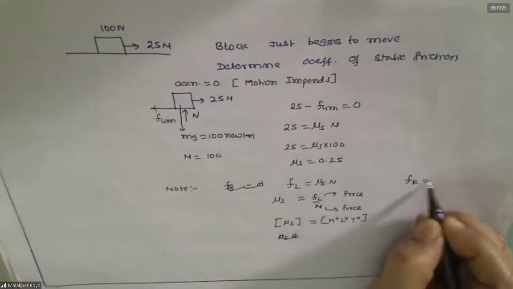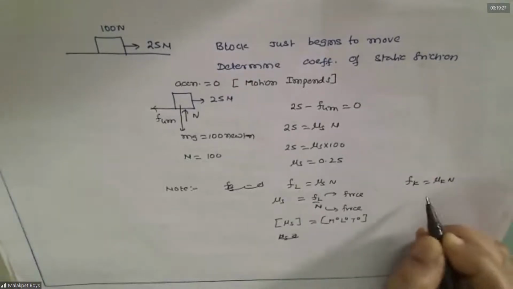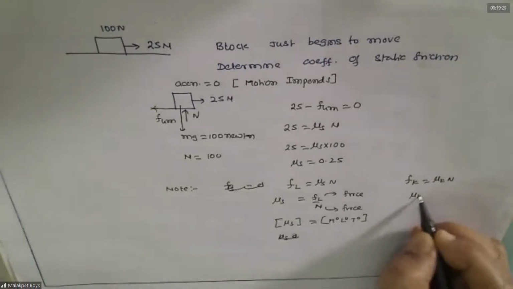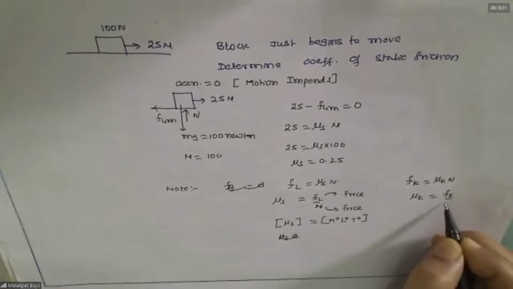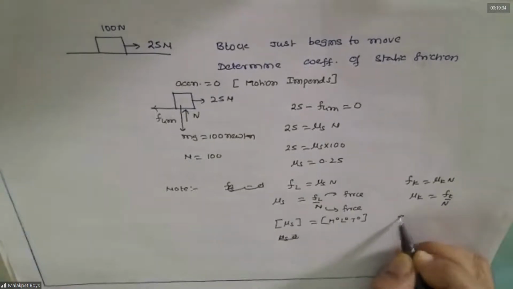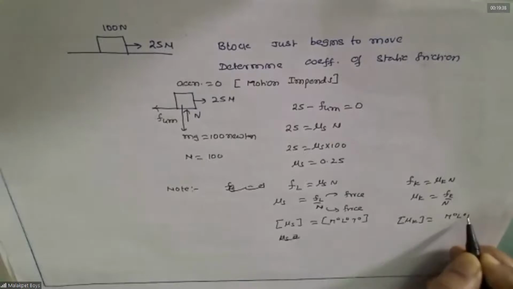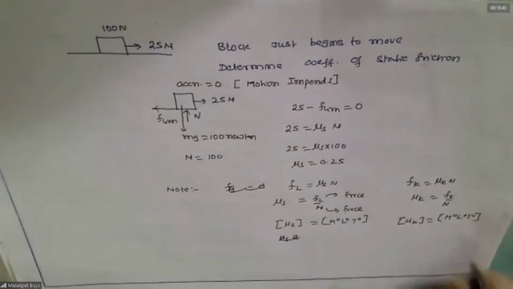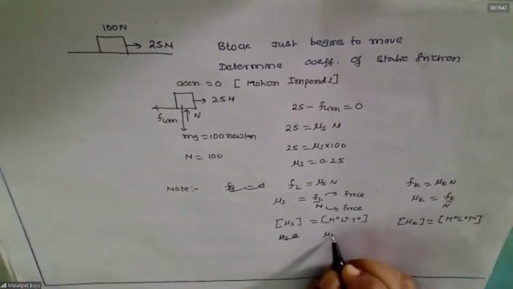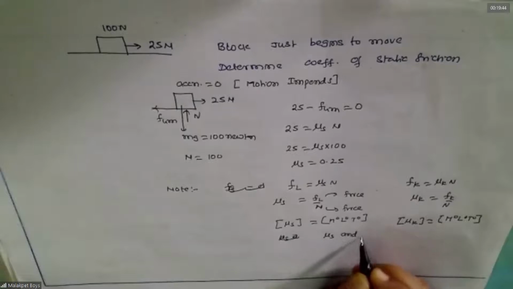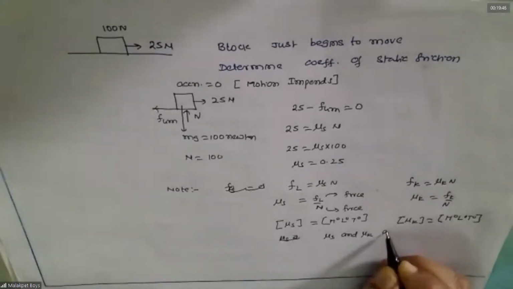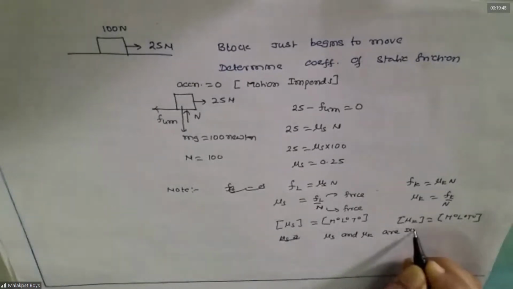Similarly, mu k is how much? Remember? So you can see that this also has no dimensions. So we can conclude that mu s and mu k are dimensionless.